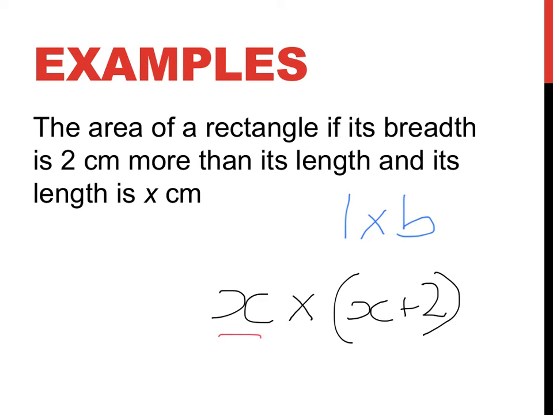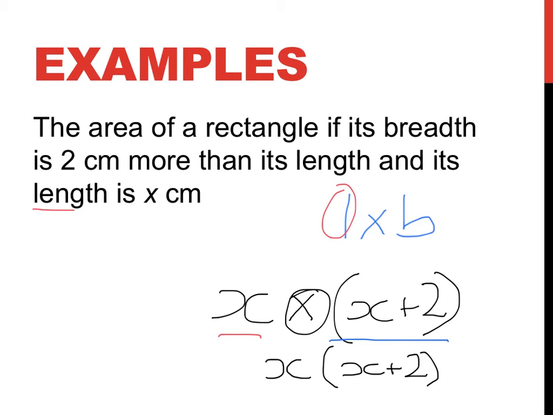So there's the length, there's the breadth, okay? You might notice that there's a times in between. Now, brackets already mean multiply, so I do not have to write it like that. I simply write x brackets x plus 2, okay? Because the length, I got told, is x centimeters. And the breadth is 2 centimeters more than the length. So x times x plus 2. That's how I work out that answer.